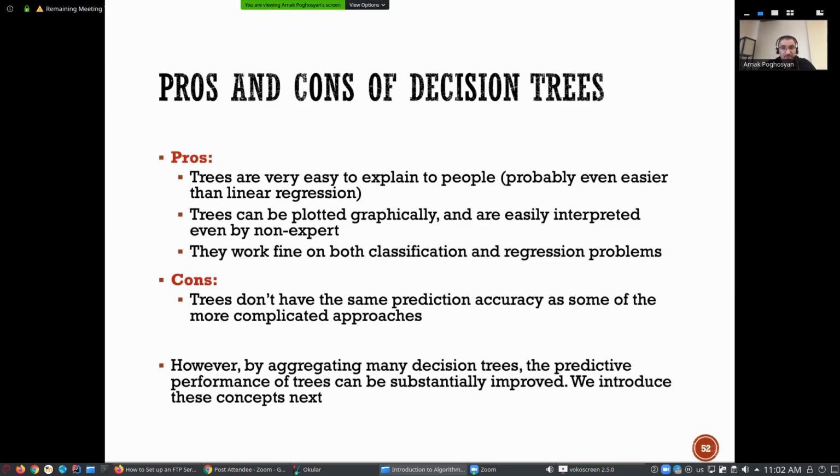So when you compare it with QDA, QDA is a non-linear approach and has more predictive power, but it is more problematic to explain to people because you need to understand that there are different normal distributions.